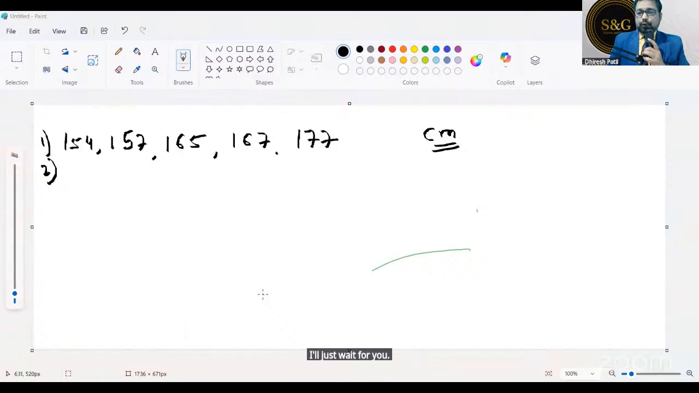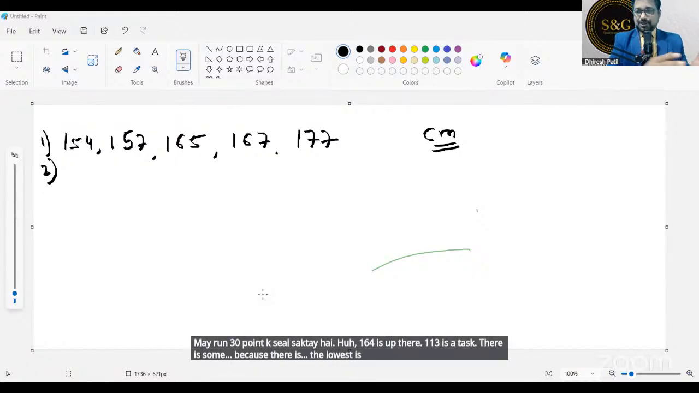नहीं, 130 पॉइंट कैसे हो सकता है? हाँ, 164 हो सकता है, 130 नहीं हो सकता. There is some, because the lowest is 154, right? So the average cannot be 130.6.